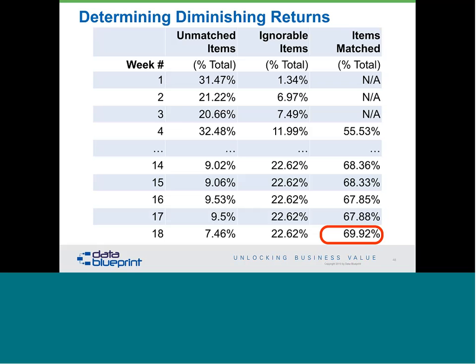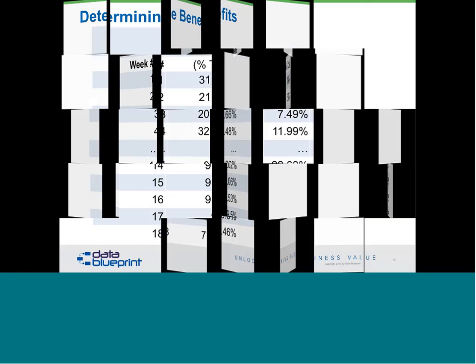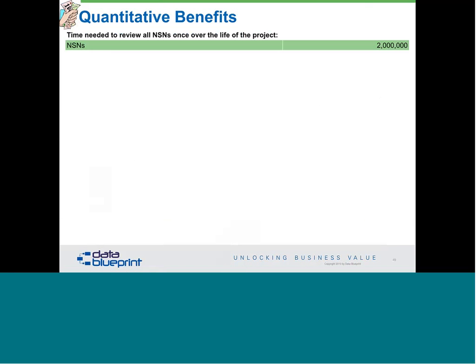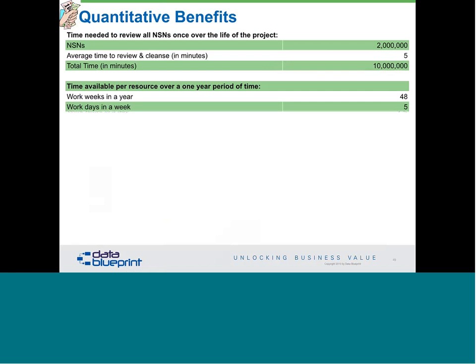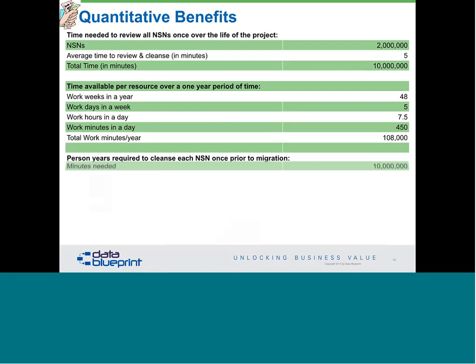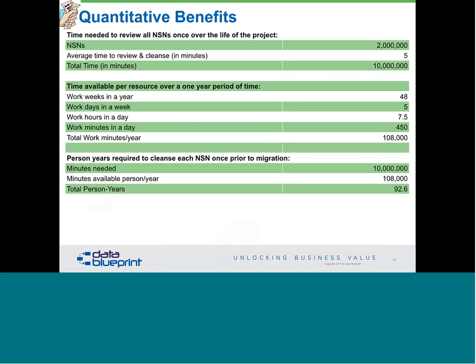I don't know about you all, but if I had a choice of being able to check 30,000 items versus 2 million, I would absolutely take that. Again, we need to quantify those benefits. So there's 2 million NSNs, 5 minutes to clean them. Let's add the number of available time for a resource to work in a year, and come up with our person year, 92.6 person years.